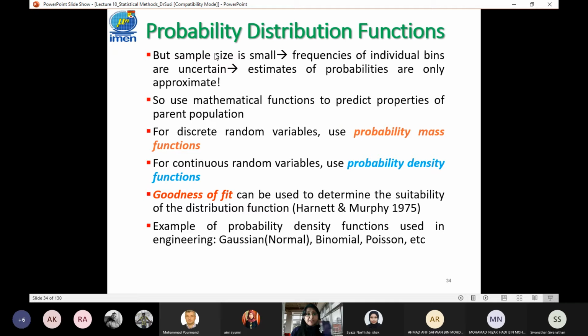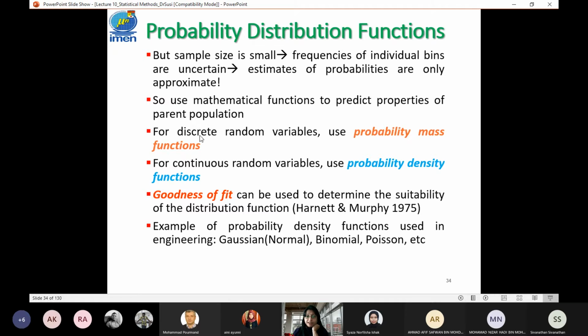Sometimes the sample size is small, so the frequencies of individual bins are uncertain. So you need some estimates of the probabilities. It can only be approximate, and you can use mathematical functions to predict the properties of the parent population in case your sample size is small.